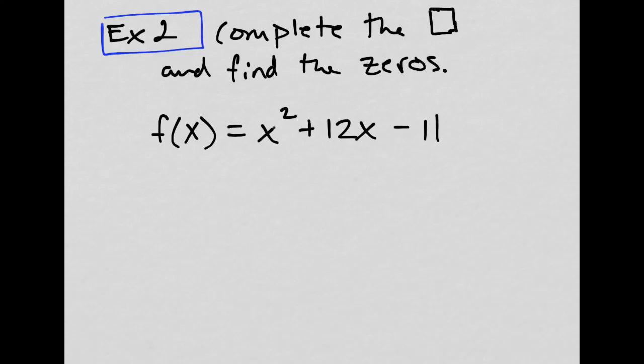X squared plus 12x minus 11. Complete the square and find the zeros. I'm going to give you guys time to do it. I feel like you could do this one on your own. Try it and we'll see. So, to complete the square, that should be super fast. In this case, it would be x plus 6 squared. Yes, plus 6 minus 36 minus 11.